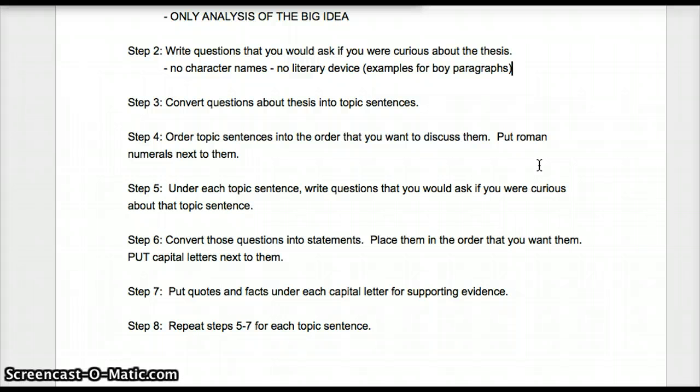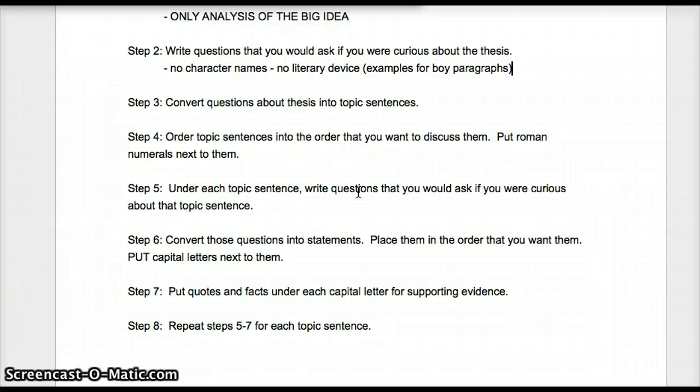Step 5, I want you to treat each topic sentence as its own thing. I want you to write questions under each topic sentence as if you were curious about that topic sentence. And we'll give you an example in a minute. Then I want you to convert those questions under each topic sentence into a statement. Place them in the order that you want them. Put capital letters next to them.